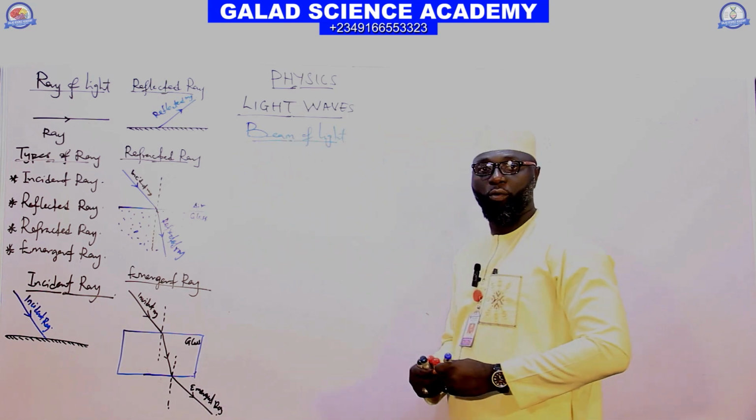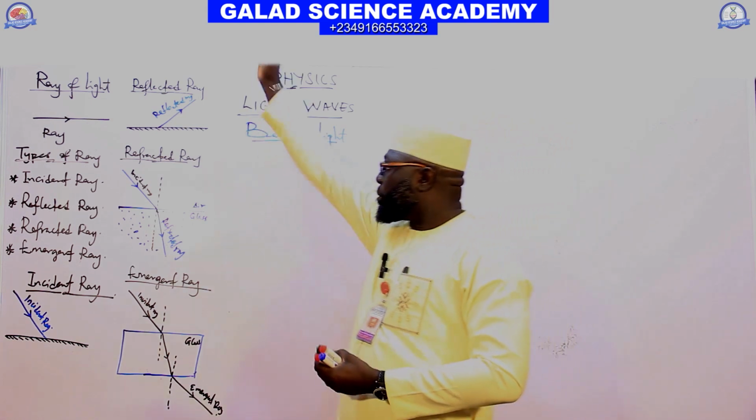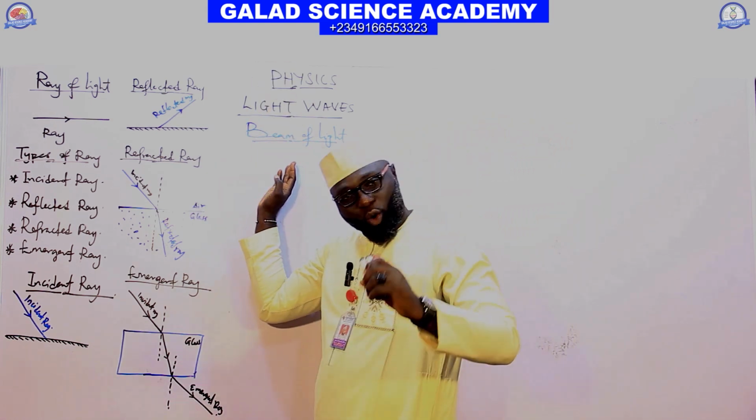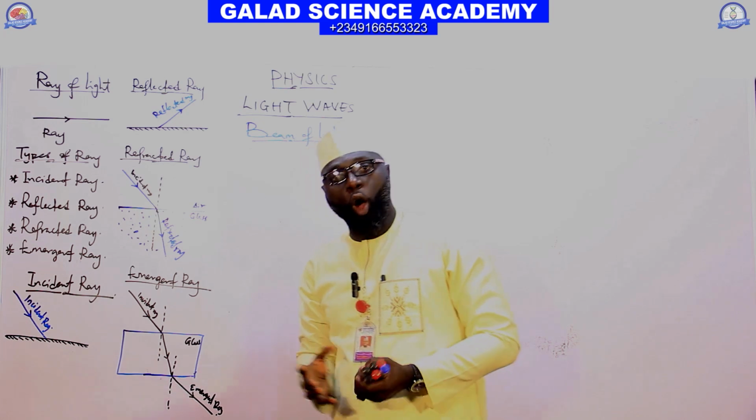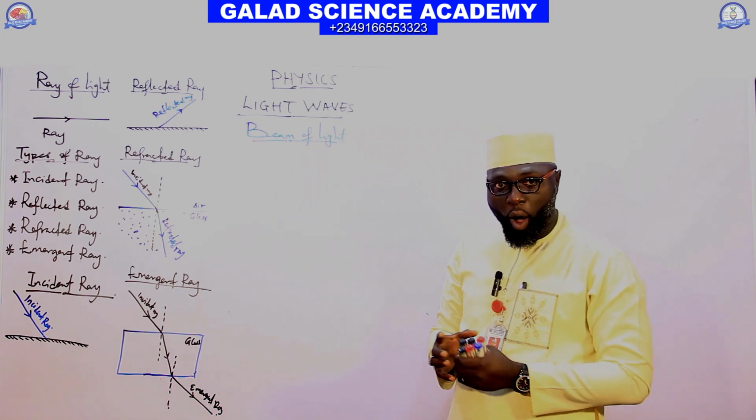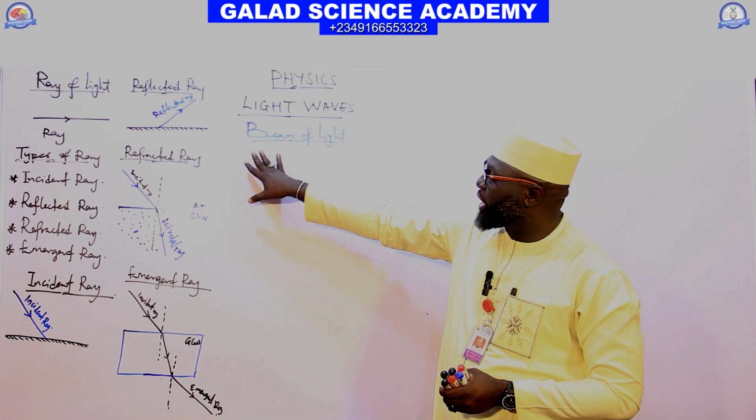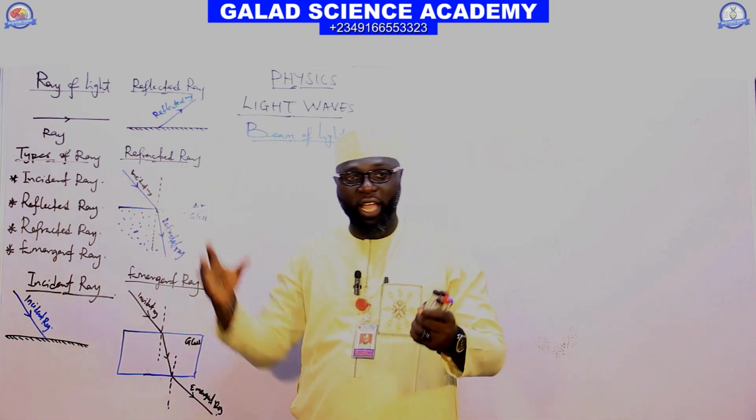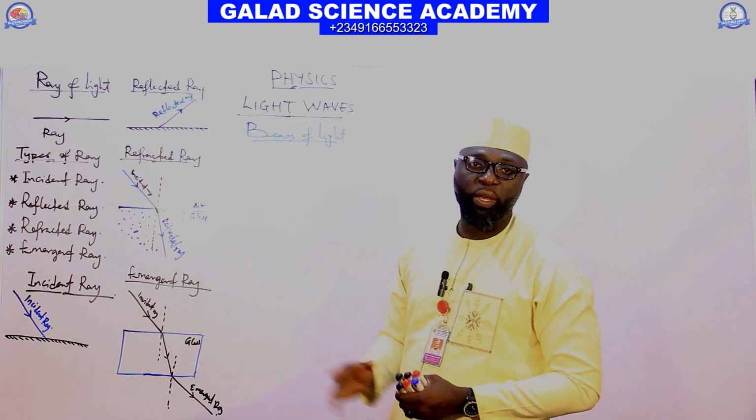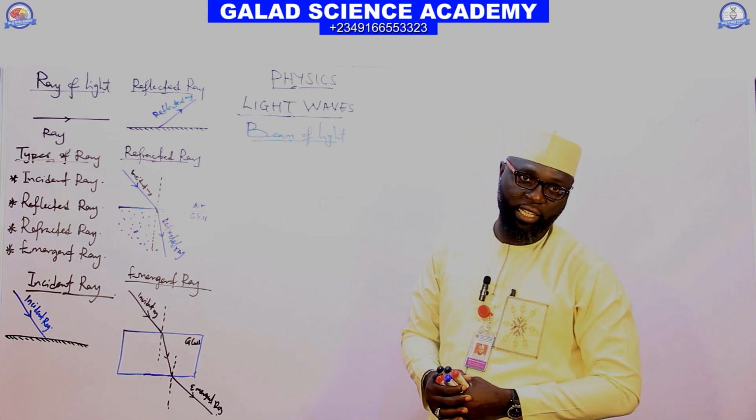What is a beam of light? A beam of light can be defined as the collection of two or more rays of light.